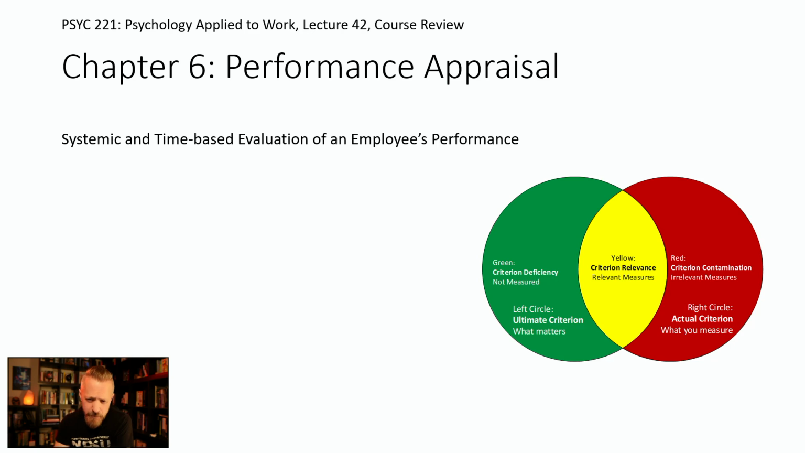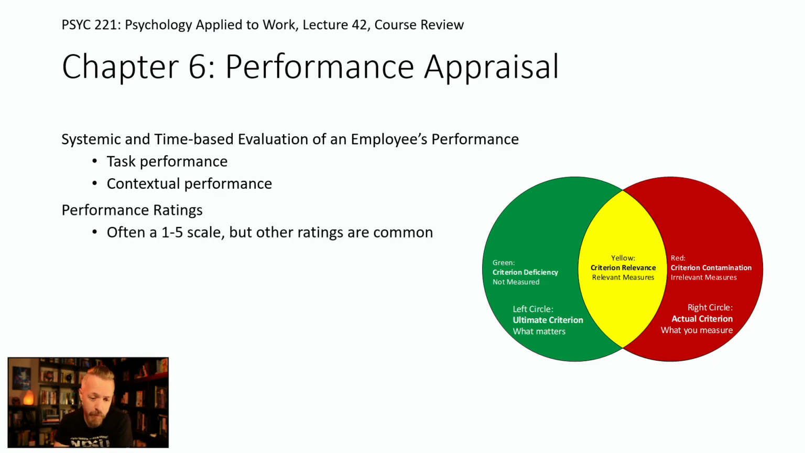But a performance appraisal system should be fully baked in as a system. So it should be systemic. It also should be systematized. It should be time-based. And you're looking at task performance and context performance. Again, the what and the how. Performance ratings are often quantified as 1 to 5, or they have things like meets expectations, exceeds expectations, that sort of thing. But other ratings are also common.